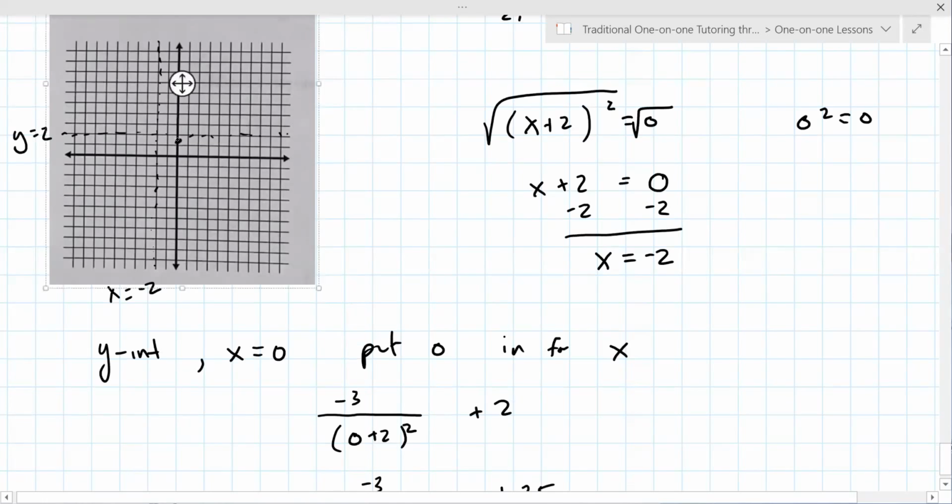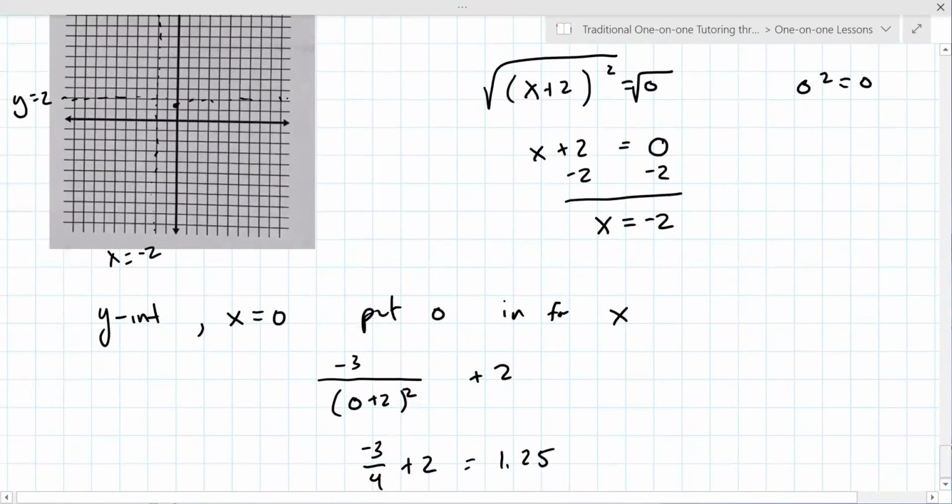Sorry, these things are a little hard to see, but that's that point there. So we know it probably hits there. So now we've got to find the x-intercept. This one's a little bit harder.